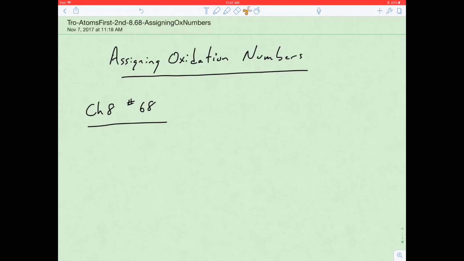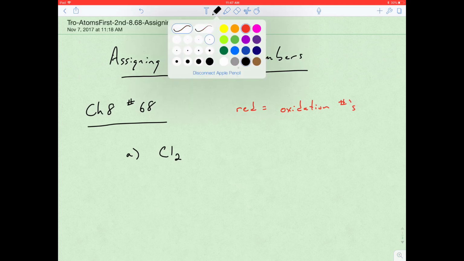So this video is detailing how we can assign oxidation numbers. This is out of chapter 8 in your textbook. This is number 68, which is a bunch of different parts just going through and assigning different oxidation numbers. Our first example being Cl2. And so in red, I will be writing the answers, or the oxidation numbers, for each particular element that we have.